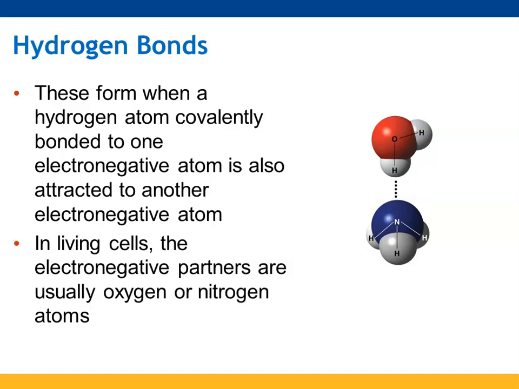We don't tend to run into fluorine so much in living cells. We tend to run into more of oxygen and nitrogen as a result of hydrogen bonding.